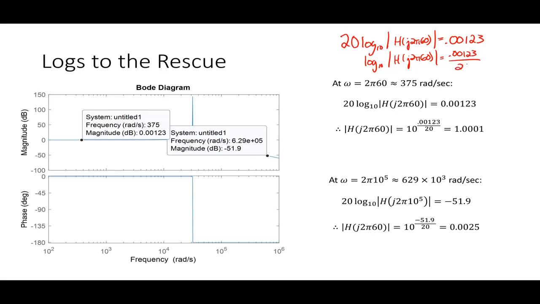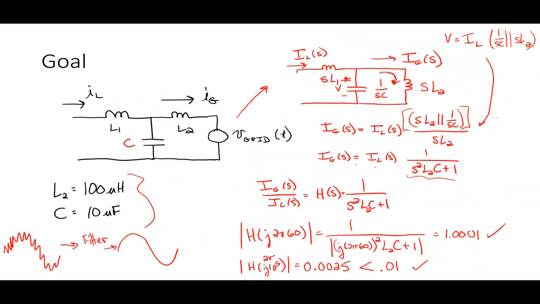0.00123 divided by 20. So to figure out what this unknown value is, I raise both sides to the power 10. That's how I undo the logarithm. If you don't remember that, you're going to have to go back to your high school math. The magnitude of H(j2π60) then is equal to 10 to the 0.00123 divided by 20. You calculate that, you get 1.0001, which is exactly what we got when we plugged it straight into the equations.